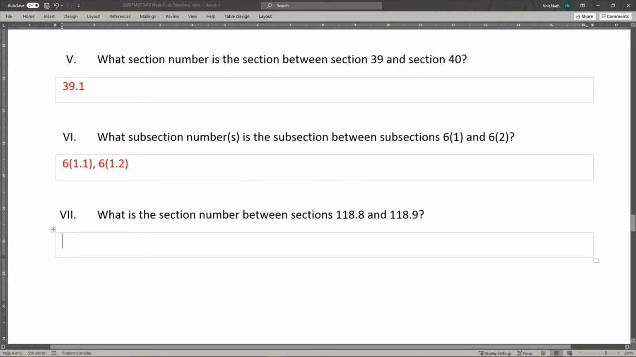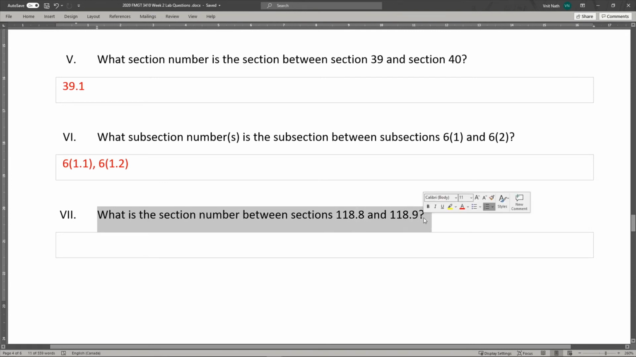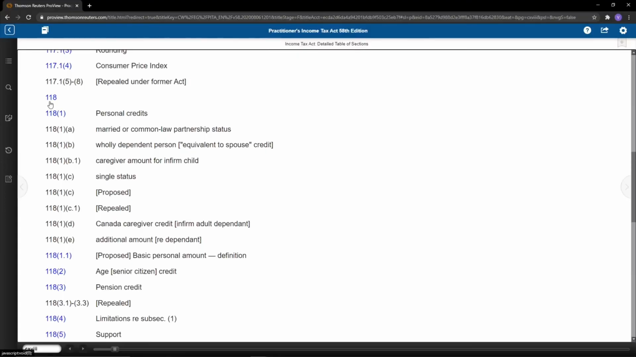Question 4, part 7. What is the section number between sections 118.8 and 118.9? Well, turn to the detailed table of sections and start flipping. Here I am in section 118 in the detailed table of sections. This is probably a good time to mention that section 118 deals with tax credits, and tax credits are an area in tax that changes a lot. And so there are a lot of sections and subsections and paragraphs in section 118. And when it says 118.8, you want to be really careful that you don't mistake it for 118.08.